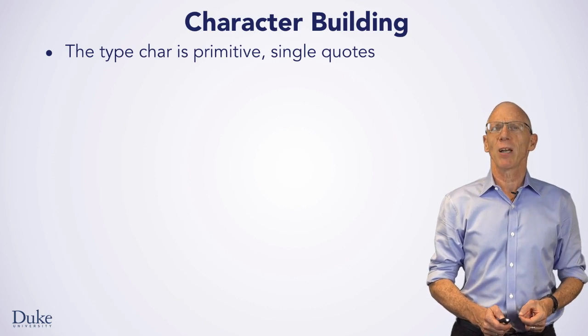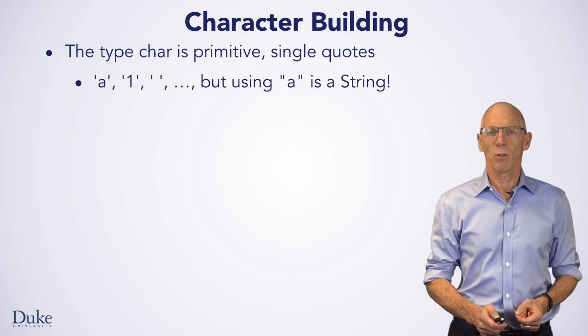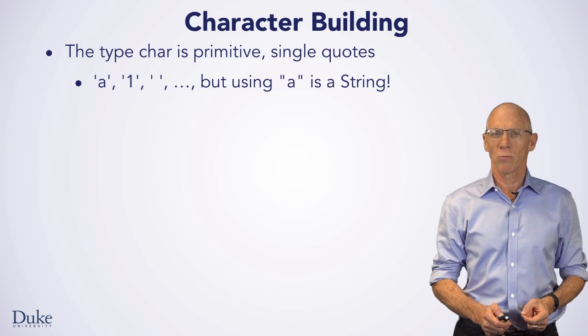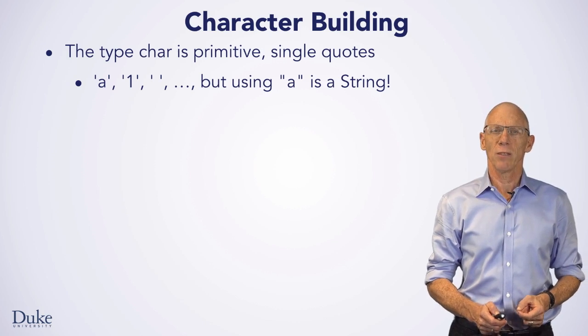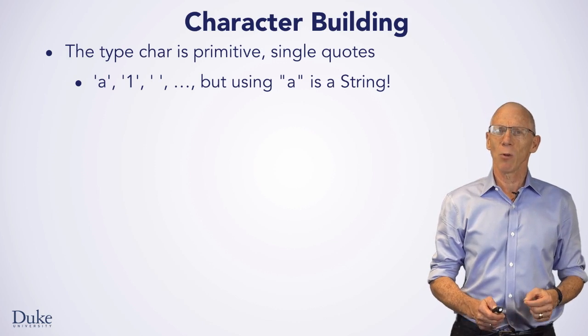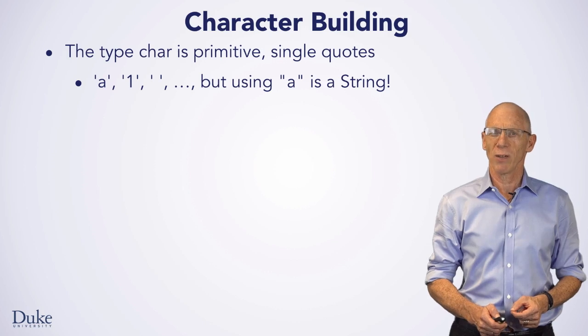Char values are specified with single quotes. For example, you can see 'a', '1', and ' ' here. These are character values. The value "a" in double quotes is a string value. It's usually much easier to write the code than to say all these quote values.